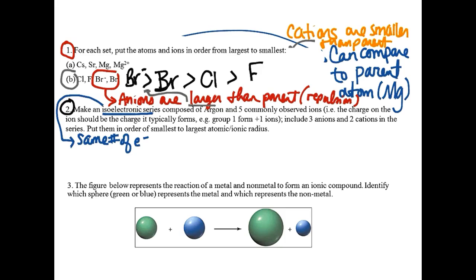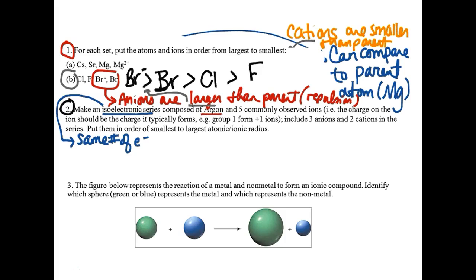So it stipulates that argon is going to be in the series. Argon is a noble gas, so it's not going to form an ion. So argon is in the series, so you know how many electrons you need. And then it asks for 5 commonly observed ions. That means that you can't just make up any ion you want. It has to be an ion that normally exists in nature. Okay, you can't just make up something.